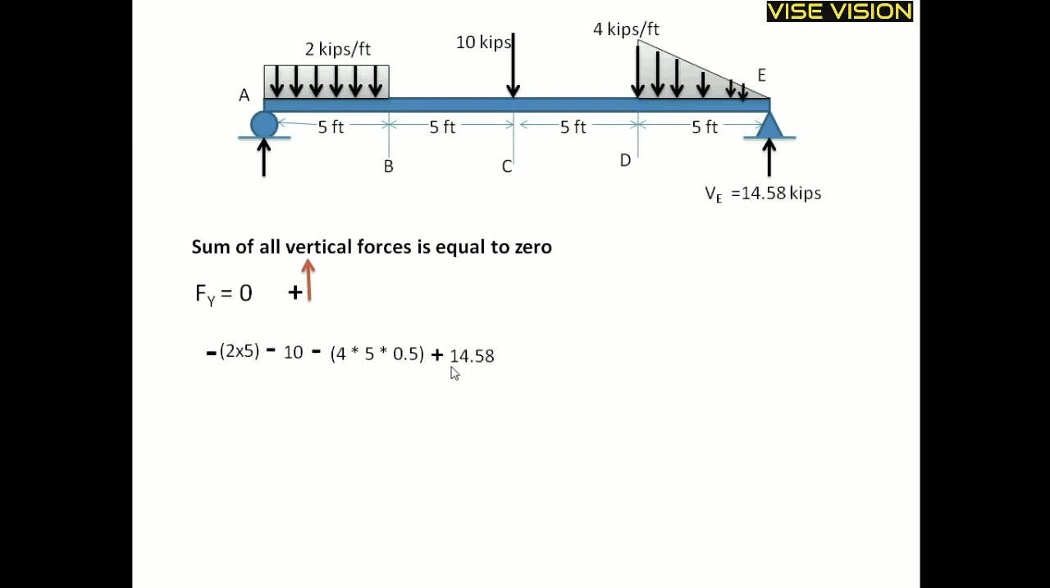And this 14.58 is the VE acting upward, is equal to plus VA, which is also acting upward, so taken as positive. VA and VE are taken as positive because both are acting upward, and these three forces, 2 into 5, 10, and 4 into 5 into 0.5, are acting downward, so taken as negative. Now arranging this equation, I will get VA is equal to this one. The VA is 15.4 kips, the VA value acting over here.